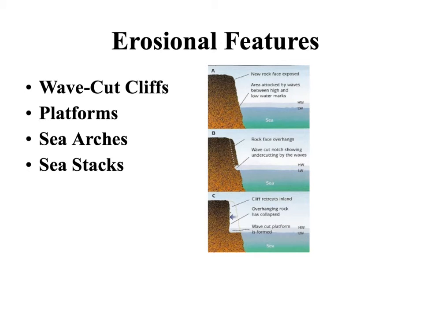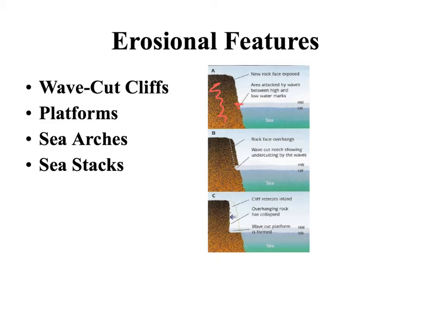So let's take a look at some erosional features. Here in our picture, we're going to have our normal shoreline here, our coast, and it's a rocky shoreline, so it's going to be kind of a cliff. And what's going to happen is the waves are going to be coming here. Between high and low tide, this is the area that's going to be affected the most. Waves are going to constantly hit here.